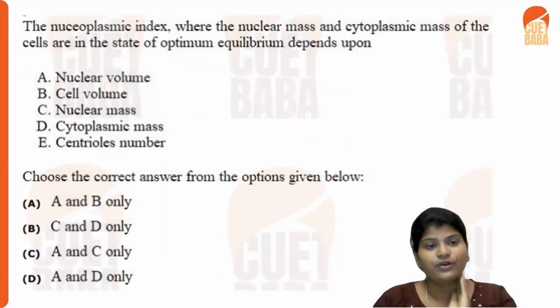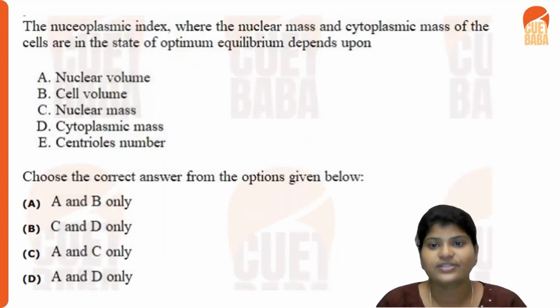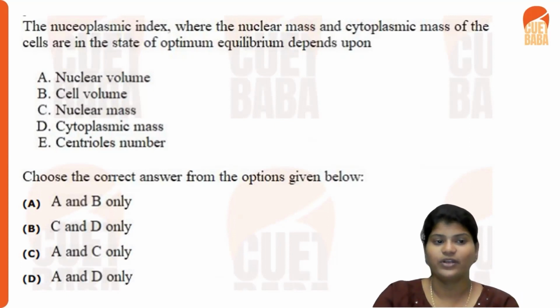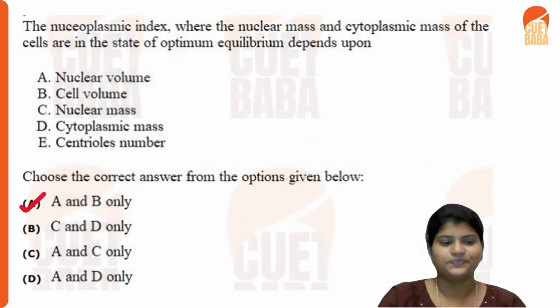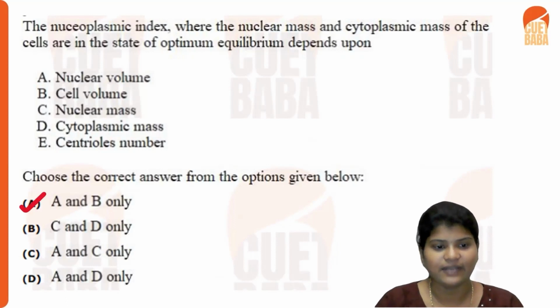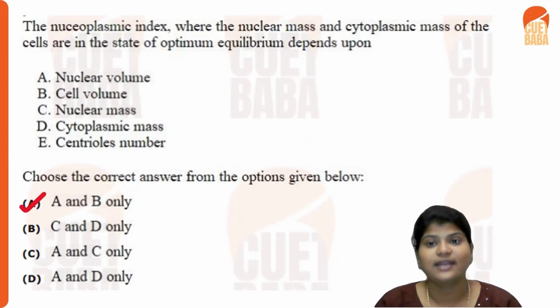The nucleoplasmic index, where the nuclear mass and the cytoplasmic mass of a cell are in the state of optimum equilibrium, depends upon nuclear volume, cell volume, cytoplasmic volume, nuclear mass, cytoplasmic mass, and centriole number. They have given five different options and we need to identify the correct one. So option A and B will be the correct one. It depends upon the nuclear volume and the cell volume.